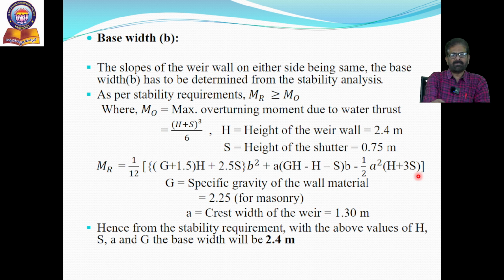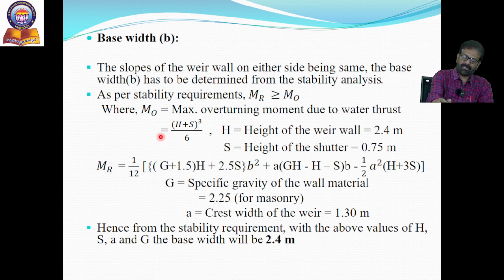So, though it is the lengthy formula or lengthy equation, all the terms we know except B only. Where H is the total height of the weir wall, that is 2.4 meter. Capital S is the height of the shutter, which is also known to us, that is 0.75 meter. And A is the crest width, already calculated as 1.3 meter. And the only unknowns in this equation are capital G and B.